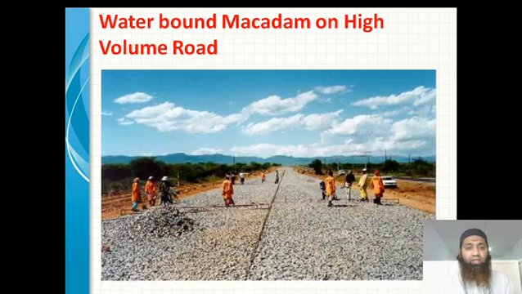Next, you can see here in the picture, water bound macadam on high volume road. The road is of high volume, that is why water bound macadam has been placed here. Water bound macadam is basically a road formed by putting different layers of aggregates and filling it. Coarse aggregate is being filled, then a filler is laid over it, and then a road roller is run over it, so that it gets compacted.